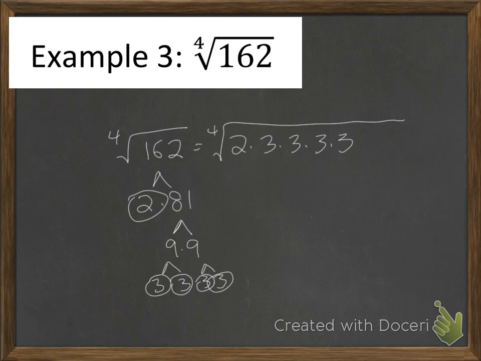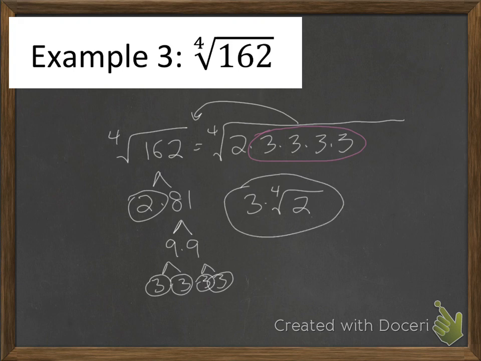So remember, with the fourth root, I'm looking for sets of four things. So I have a set of four threes, so they escape, except for only one makes it out alive. So I have 3 times the fourth root of 2. And that's my final answer.